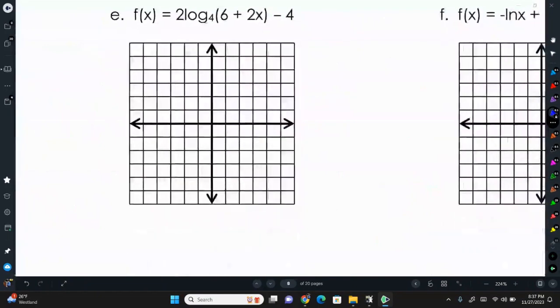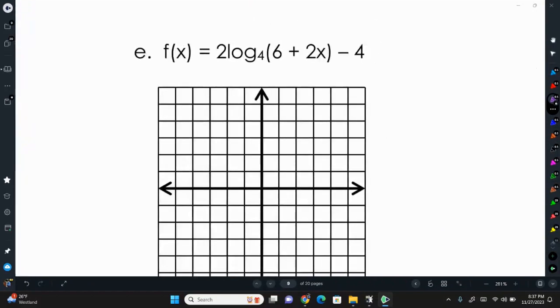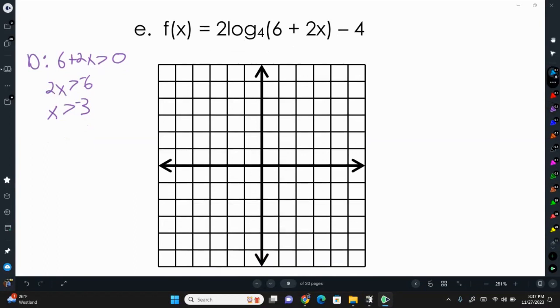All right, the last two here, we have 2 times log base 4 of 6 plus 2x minus 4. Again, our domain, we're going to set that inside greater than 0. So 2x is greater than negative 6, which makes x is greater than negative 3. Our range is negative infinity comma infinity, and our vertical asymptote is x is equal to negative 3.